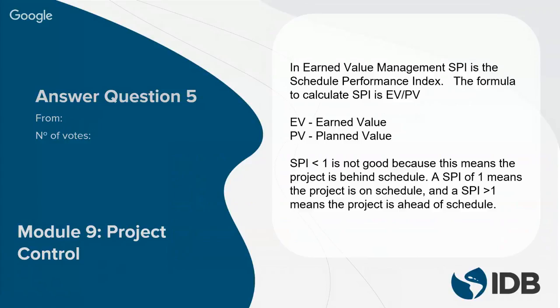An SPI of 1 means you're exactly on schedule. So you're exactly executing according to what you planned in your annual operating plan or your plan that you submitted. An SPI bigger than 1 is good, and it means your project is ahead of schedule. So you're actually delivering the results for the beneficiaries faster than planned, which we consider good. Okay, so I hope with that we've answered those questions.